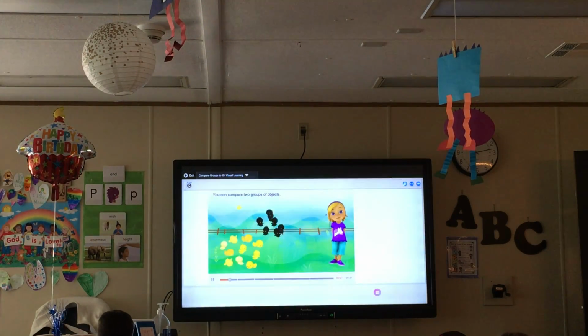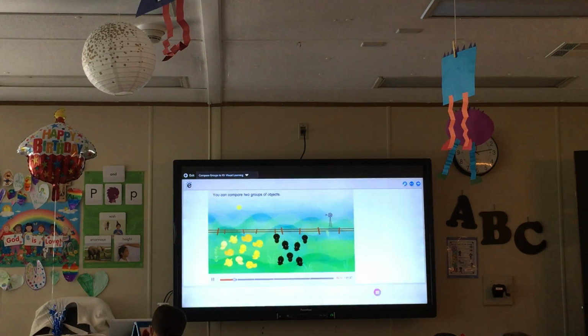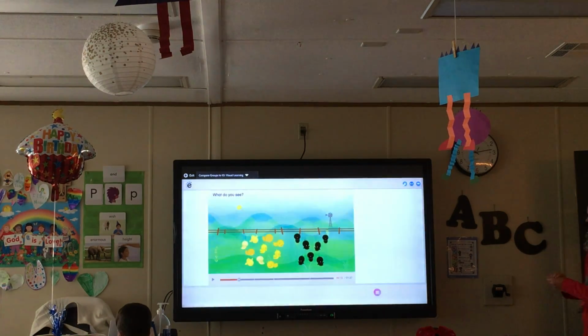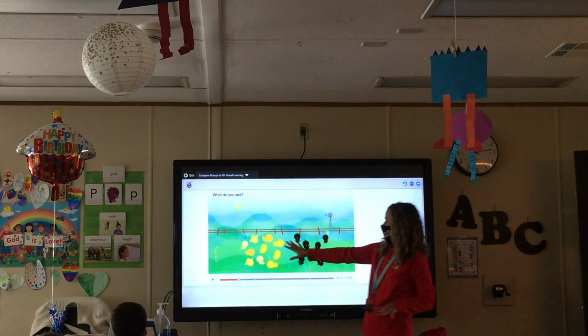You can compare two groups of objects. What do you see? They're chicks. Little chicks. Yeah, so we see what color chicks over there?